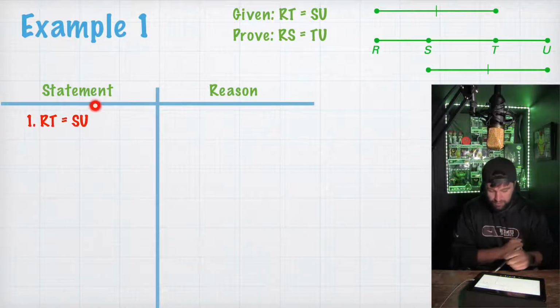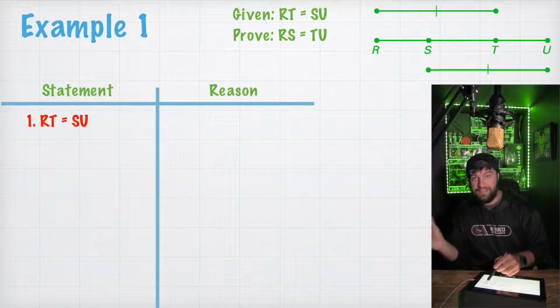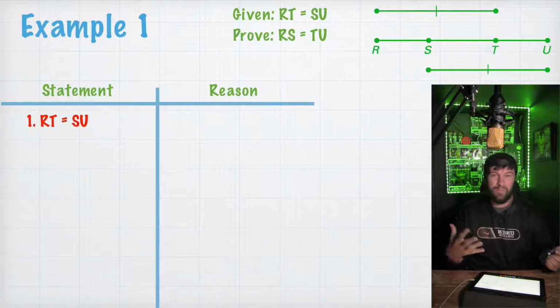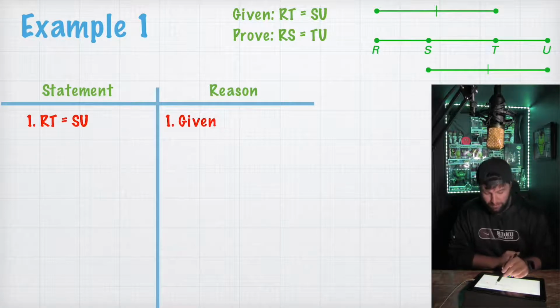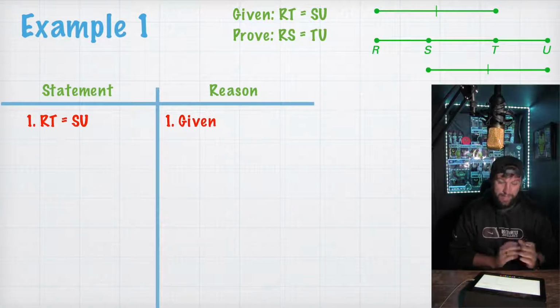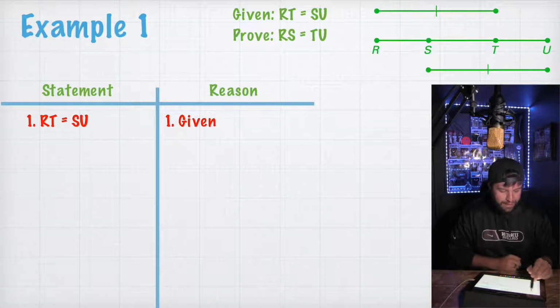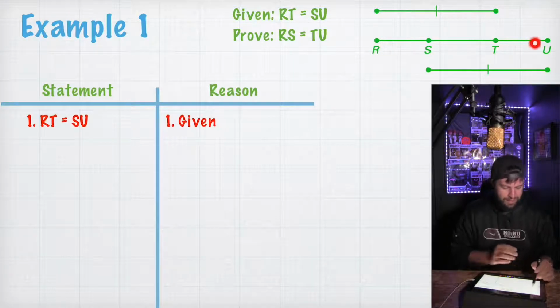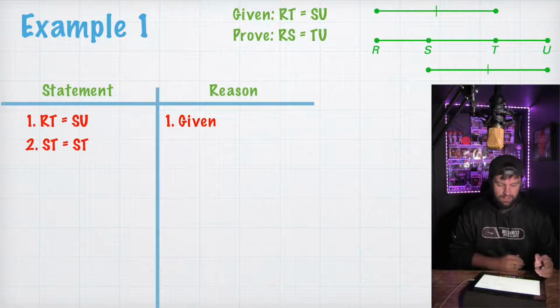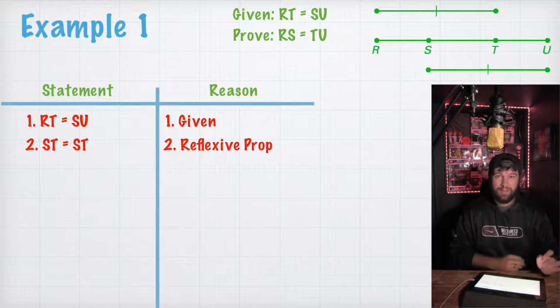That RT equals SU. Notice the difference between the last time we did this and this time is there's just a 1 in front of the RT equals SU. And our reason is still the same, and that's given. And we also number this side. Okay, so last time we did this, we wanted to say that ST is equal to ST because the ultimate goal is to subtract this section to show that these two sections are the same. So ST equals ST. And the reason for that is the reflexive property of equality.